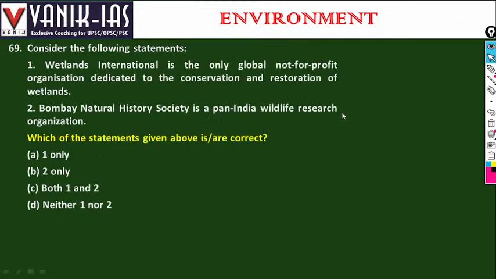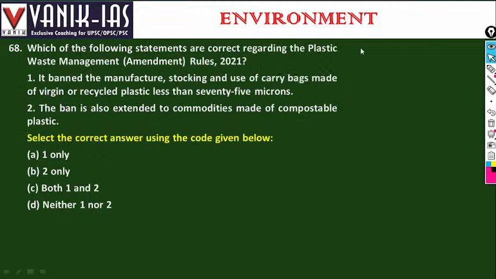No, why would it be? Compostable plastic means plastic which can be degraded, that is biodegradable plastic. So why would there be a ban regarding biodegradable plastic? By simple logic, this is wrong. First option is right. The Plastic Waste Management Rules 2021 ban the stocking and use of carry bags made of virgin or recycled plastic less than 75 microns.